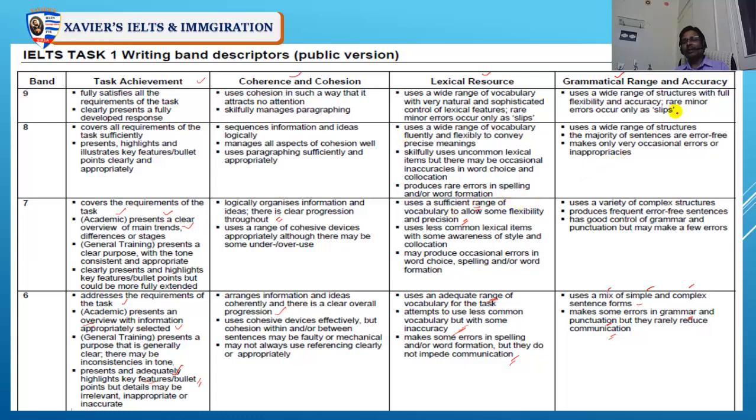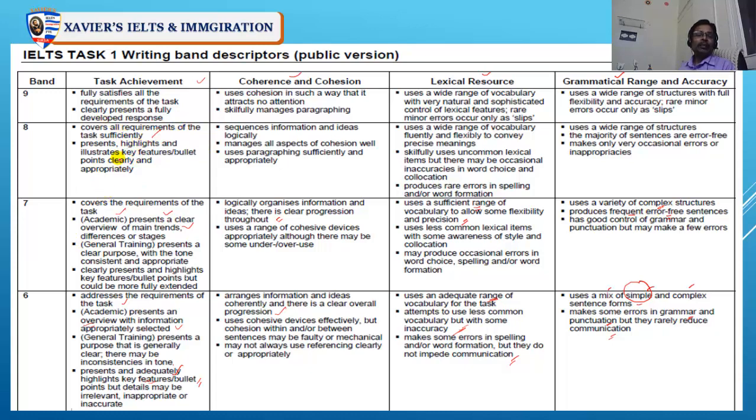Similarly, grammatical range and accuracy: uses a variety of complex structures. See, complex structures, here the word simple has been omitted from the description. It produces frequent error-free sentences. That means there may be some errors, don't worry about that. If you are able to produce frequent error-free sentences, then your grammatical range and accuracy stands at Band 7. Similarly, for 8 and 9, there is not much difference, but Band 8 covers all requirements of the task sufficiently.